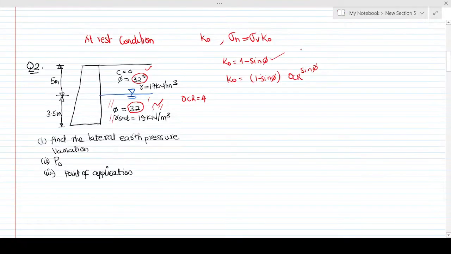This is also an expression for finding K naught. This is also another expression based on the parameters given. So in this case, we are not going to use this. We're going to use this one. So in that case, our K naught is going to be 1 minus sine 32.